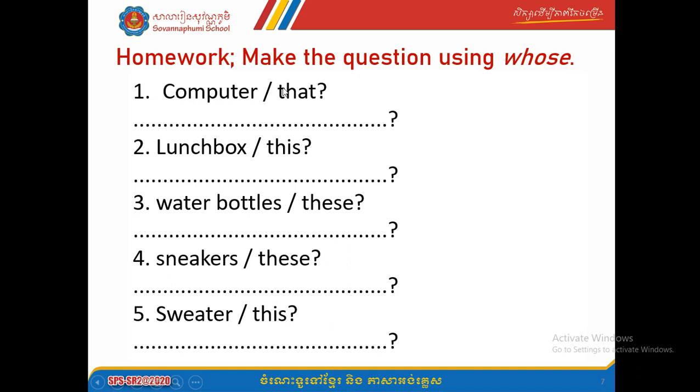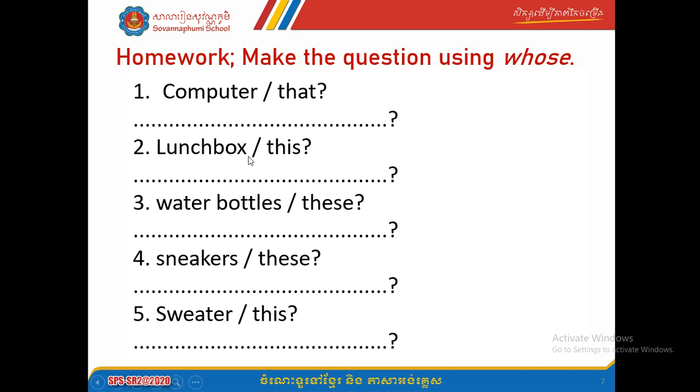Okay, make question using whose. You can see the word computer, that. Okay, so gonna start with whose. Okay, be careful, computer here have s or not? No s. Okay, just look at this. So if no s like this, you're gonna say whose computer is that, or whose computer are these. Okay, so which one are you going to use? So look at it carefully. Just read for you, so you're gonna make the sentence by yourself.